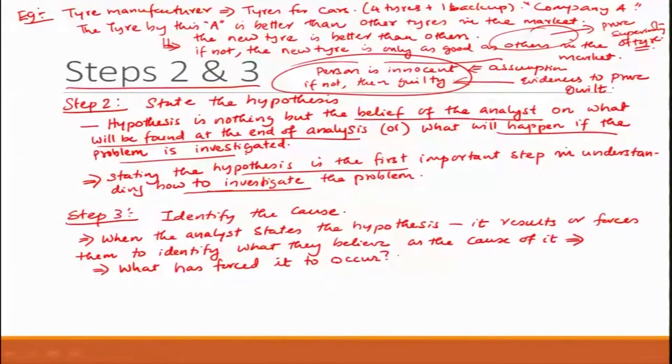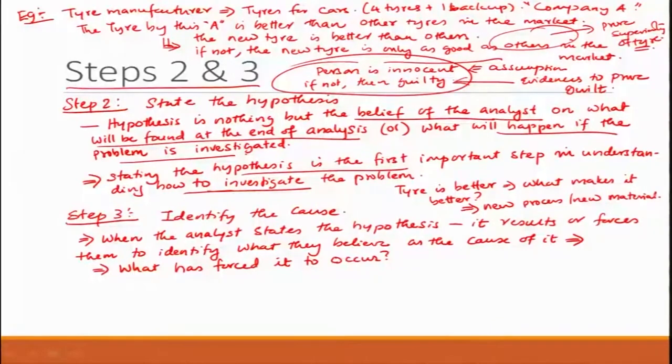So when we think about the tire manufacturer, when they say that the tire is better, the question is, what makes it better? Maybe the answer is a new process or new material, something like this. So this is where you are identifying the cause. Why? What has resulted in the occurrence of the problem?